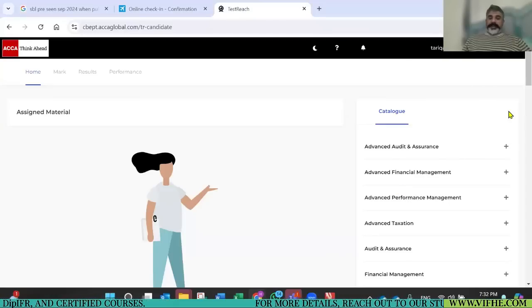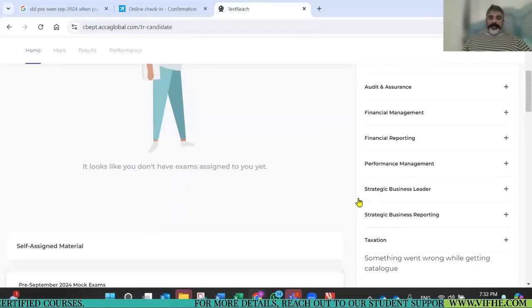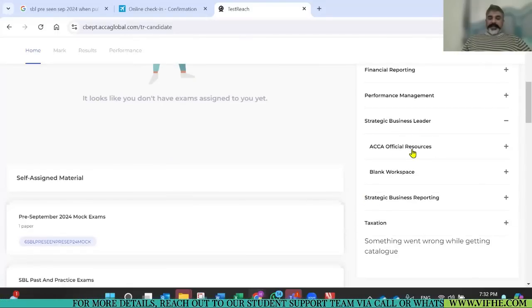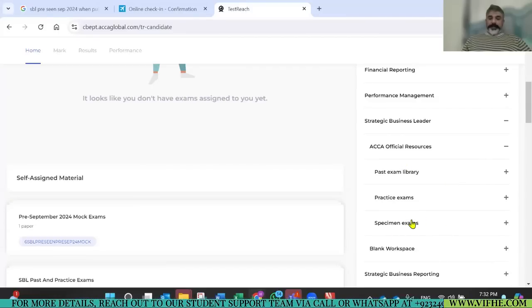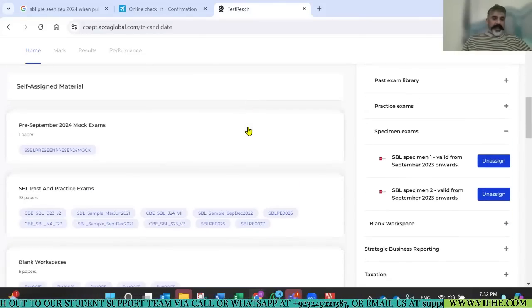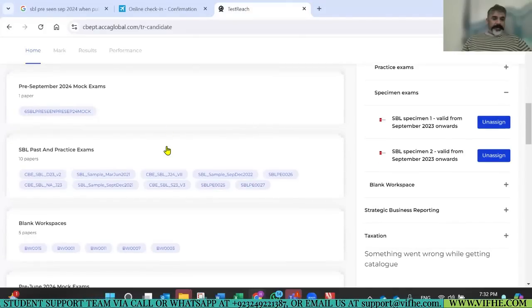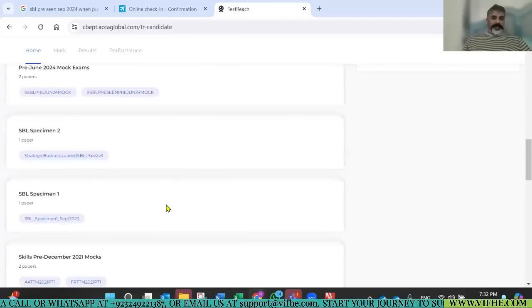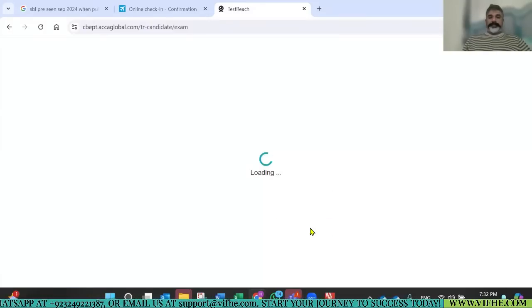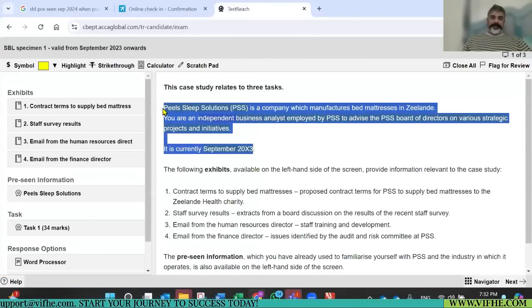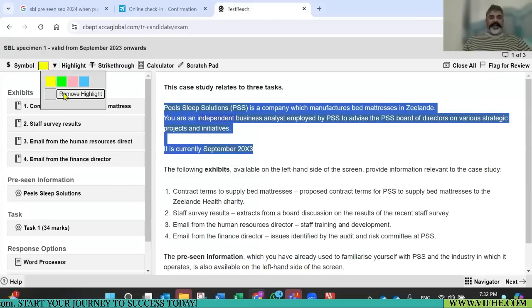So here you go. When you go to the CBE platform, Strategic Business Leader, ACCA official resources, let me open specimen exam number 1. This one. So when you open the paper, this is the landing page. This is called the landing page.